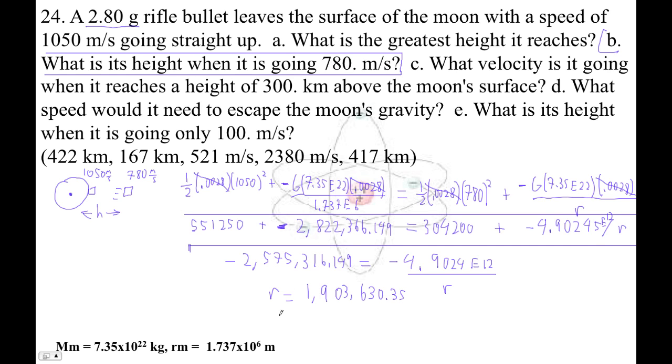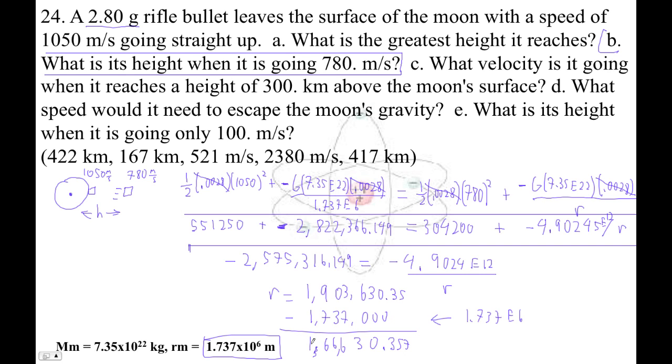How far are we above the surface? I think we have to subtract, right, because that's our radius of the moon. That's our 1.737 times 10 to the 6th, right? So let's subtract 1.737 E6 to get how high we are above the moon. And I get that this is 166,630.357. Oh wait, I'm putting the commas in the wrong place. Ignore that comma. All right, so there we go.